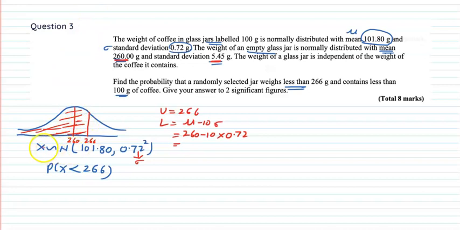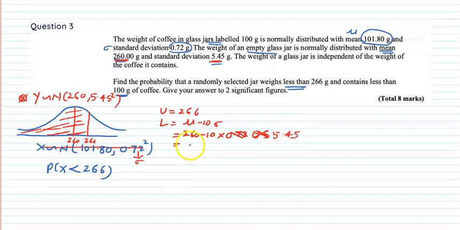Let me cancel this one. This thing should be corrected, and here it should be x. Let's take y. Y is normally distributed 260 and 5.45 squared. Okay, so it should be 260 minus 10 times, instead of 0.72 it should be 0.545 here. So this should be 260 minus 10 times 5.45 here.